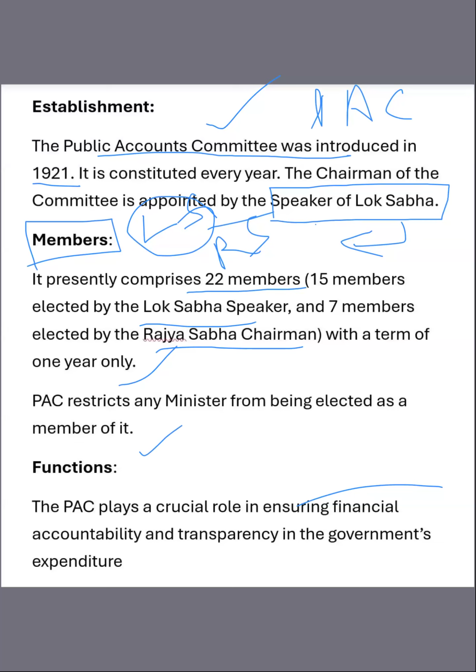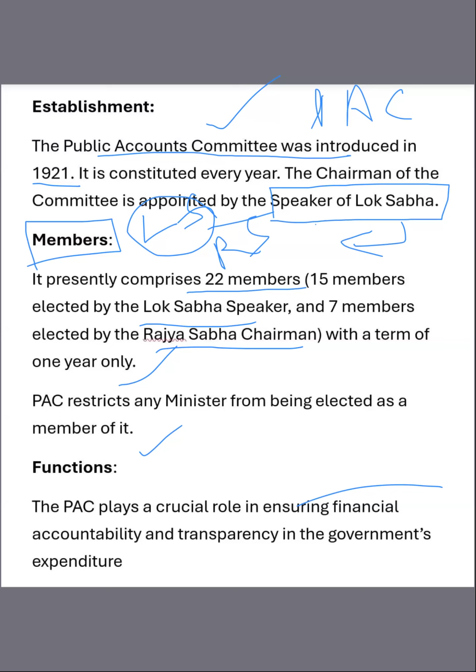Why? Because we have learned that PAC makes sure that the government is using the money properly, right? So it reviews all the expenditure. So for that matter, we need someone who is working outside the government, right? So PAC plays a very important role in ensuring that the government is transparent in its functioning, right? PAC has members from different political parties to keep the process fair. And students, they work together to point out any mistakes. So if there's any mistake, they point it out and they also suggest measures to fix them.